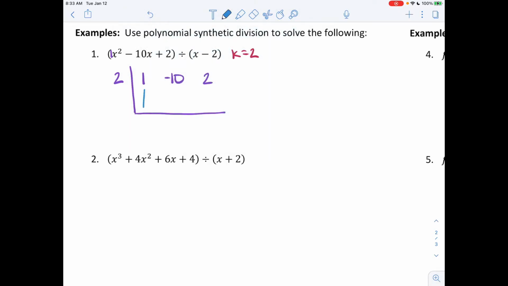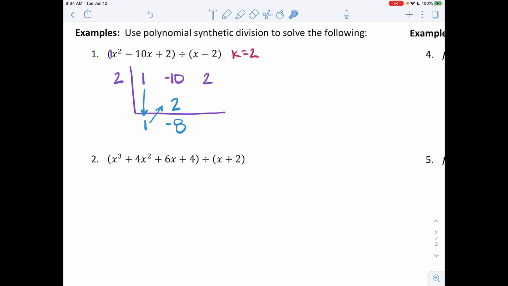We are going to bring down the first coefficient down to the quotient line. So we're just going to rewrite the 1 down here. Now, step 4 is to multiply this times the house number. So 1 times 2 is 2. And I'm going to write that here, up under my second coefficient here. So the 2 goes here, and now we add straight down. Negative 10 plus 2 is negative 8. That's step 5, and then we're told to repeat as needed until we use up all the coefficients.